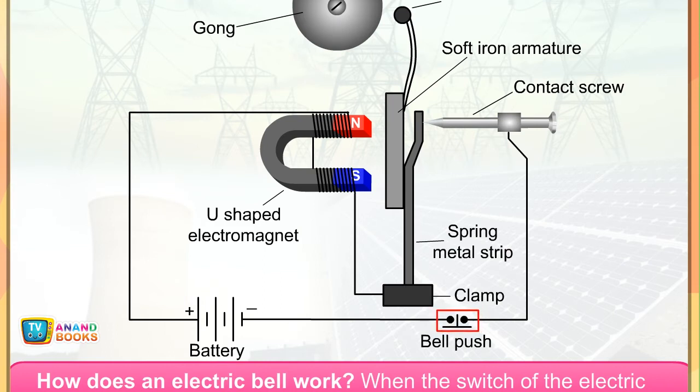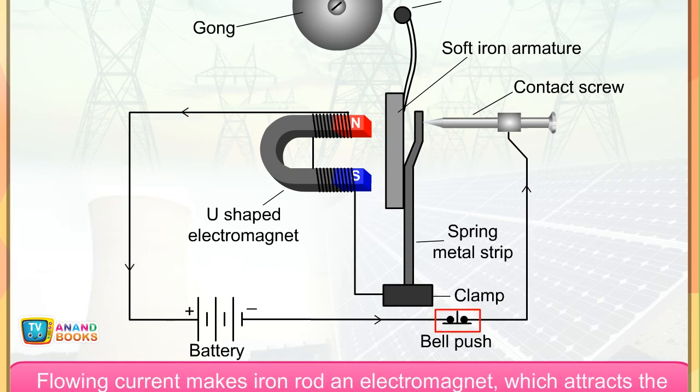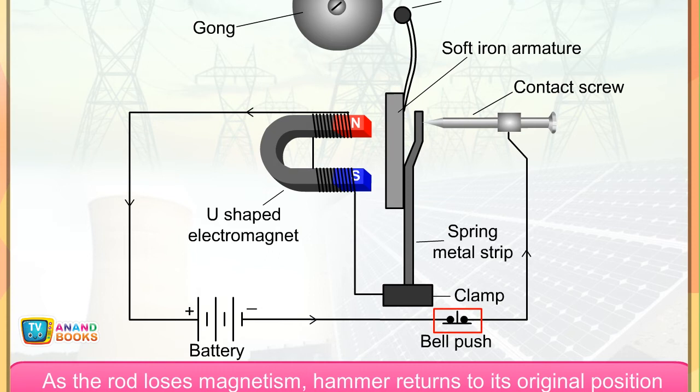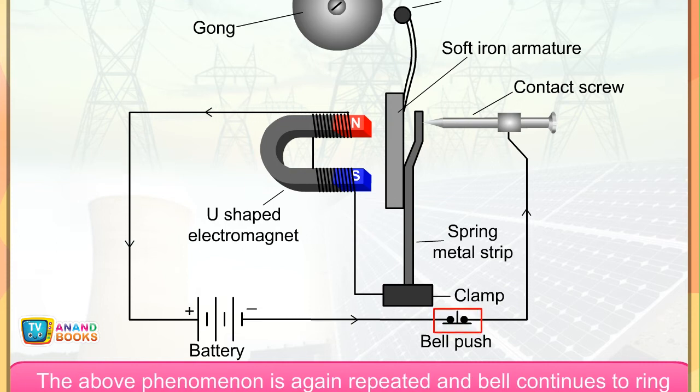How does an electric bell work? When the switch of an electric doorbell is pressed, the electric circuit is completed. Flowing current makes the iron rod an electromagnet, which attracts the tiny hammer. The hammer strikes the bell. As the hammer moves towards the bell, the circuit is broken and the iron loses its magnetism. As the rod loses magnetism, the hammer returns to its original position and the circuit is completed once again. The above phenomenon is repeated and the bell continues to ring as long as the switch is kept pressed.